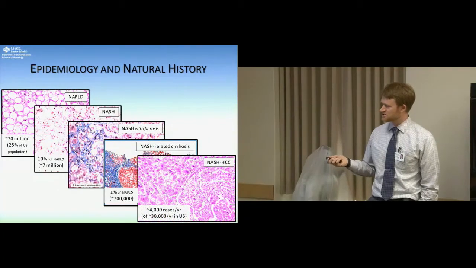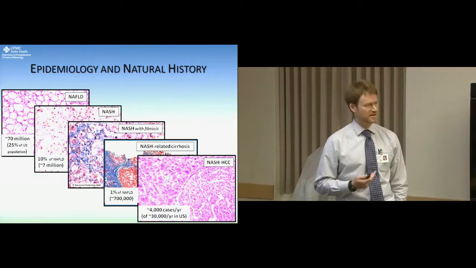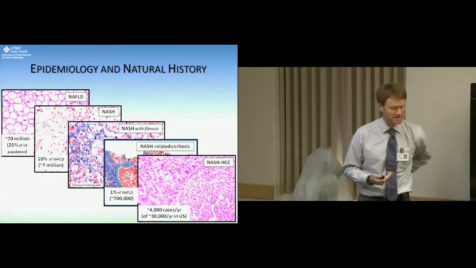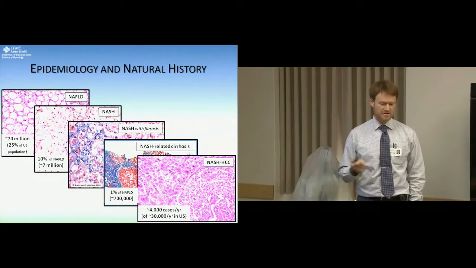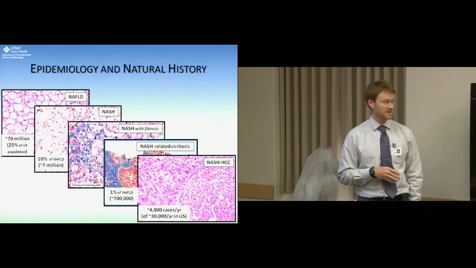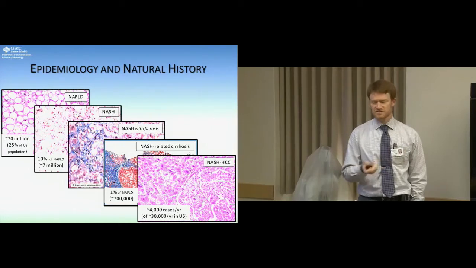NASH HCC is growing. It's prevalent, and we see it here as a referral center, a transplant center. It's not common. 4,000 cases a year out of about 30,000 cases a year in the U.S. Now, HCC is one of the fastest growing cancers in the United States and one with the highest mortality, but that's still a minority of cases.